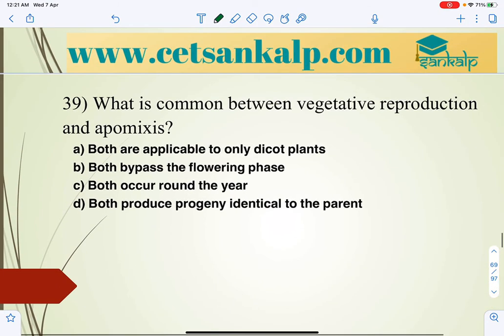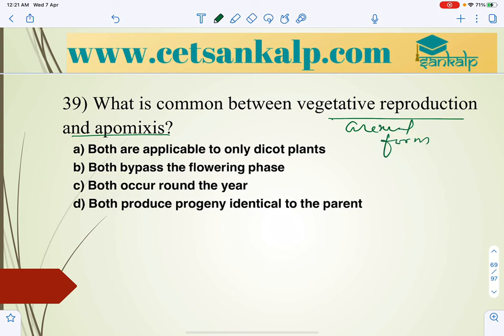What is common between vegetative reproduction and apomixis? Both are asexual forms of reproduction.